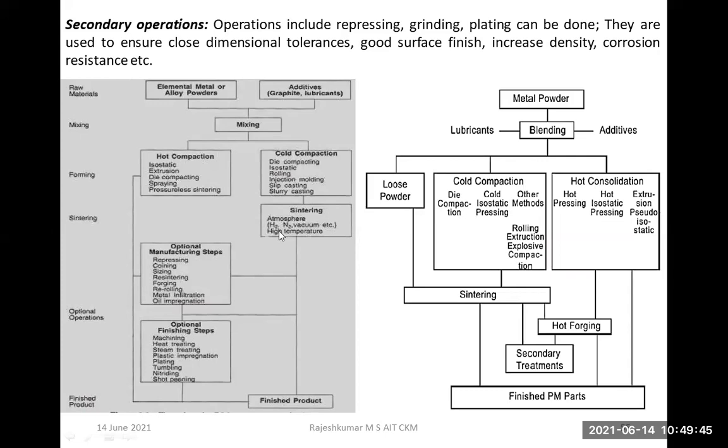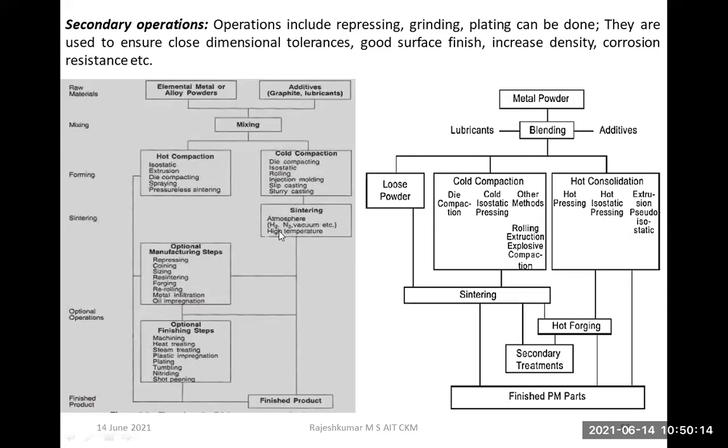The next is optional operations. Optional manufacturing steps like repressing, coining, sizing, re-sintering, forging, re-rolling, metal infiltration, oil impregnation. So these are all the things that are going to be done with respect to the optional manufacturing steps. This optional manufacturing step is for giving hardness to the material. So that's why this is required.